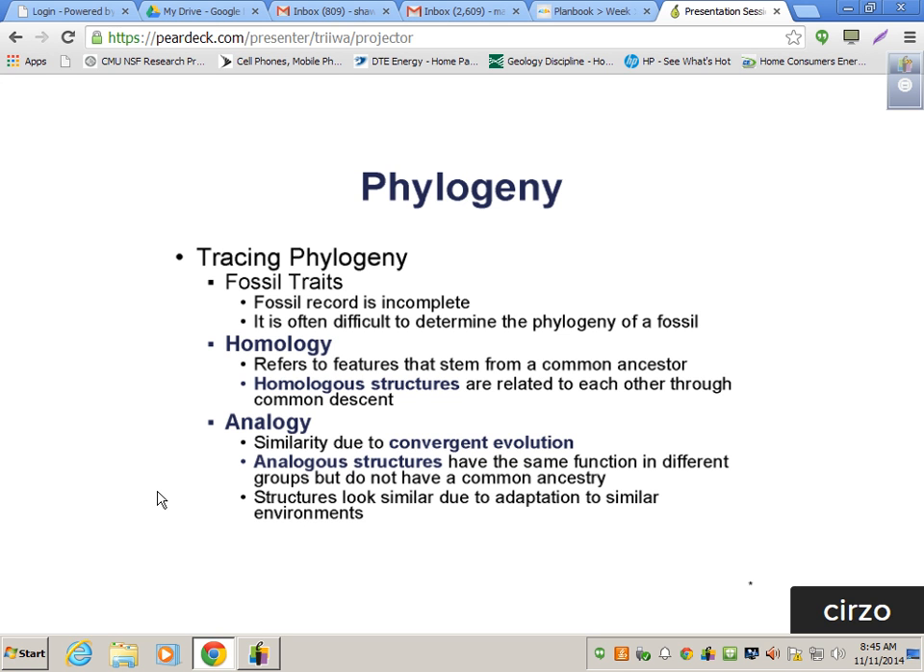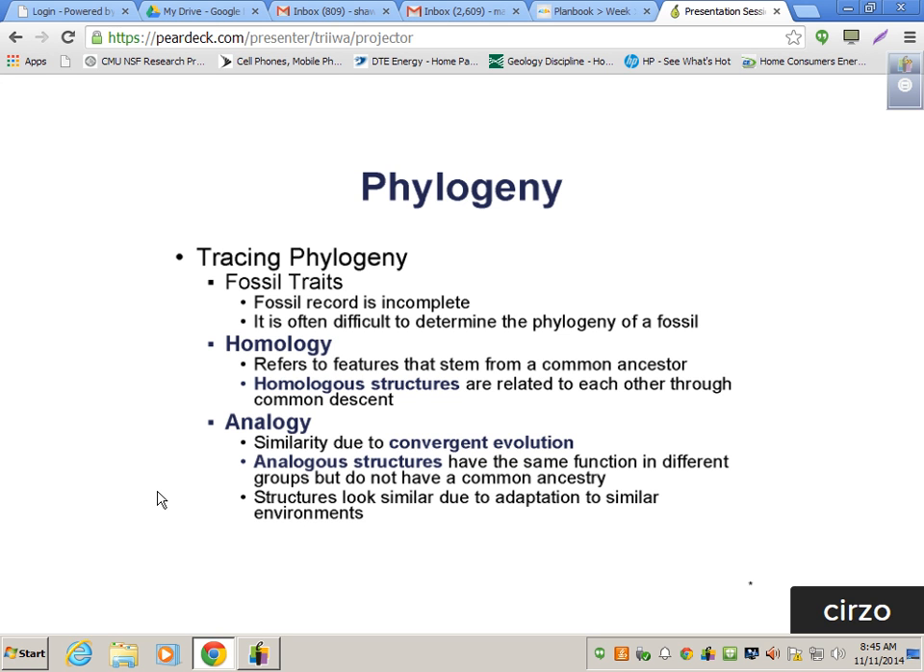Now, if I look at homology, this refers to features that stem from a common ancestor. Homo means same, right? So studying the structures that came from the same ancestor is homology. If I look at analogy, that's going to be different. Analogy is similar to convergent evolution. We'll talk about that in a minute, but let's finish up with homologous structures. These are related to each other through common descent.